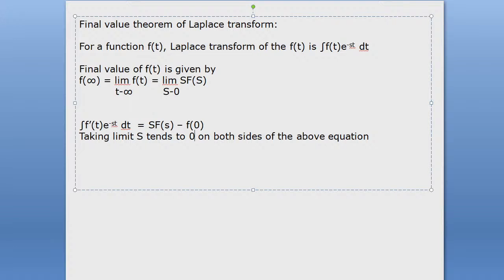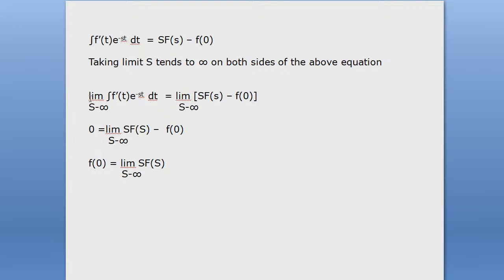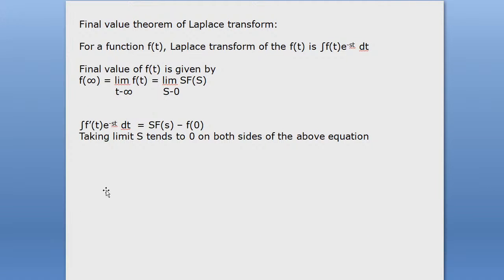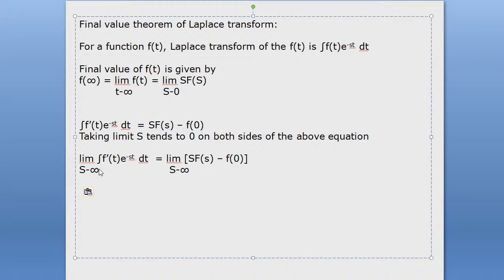Then what will you get? You tell me. If you take the limit s tends to 0, for the left side you will get the limit t tends to infinity of f of t minus the limit t tends to 0 of f of t, equal to the limit s tends to 0 of s F of s minus f of 0. Let me write this; it's better to copy it. Everyone solve it yourself. Now you change this infinity to 0.